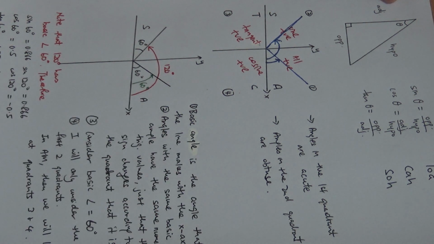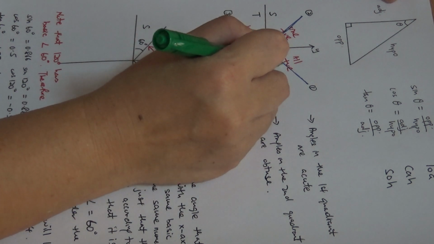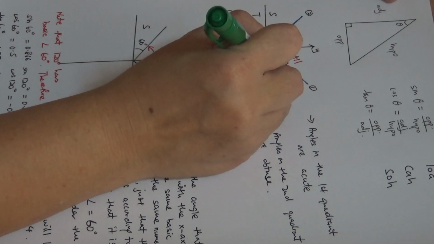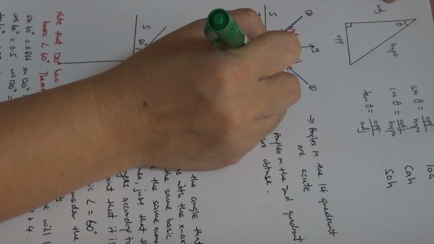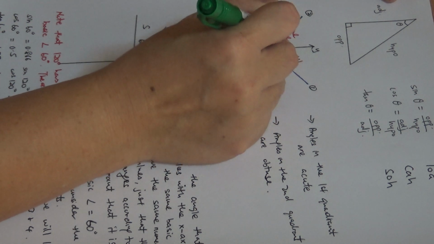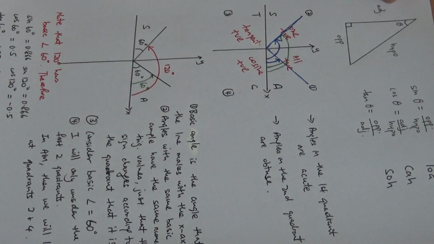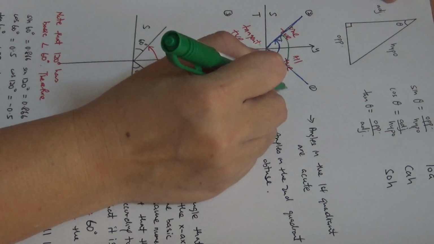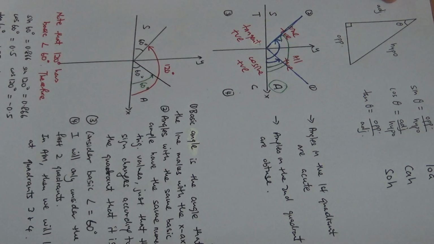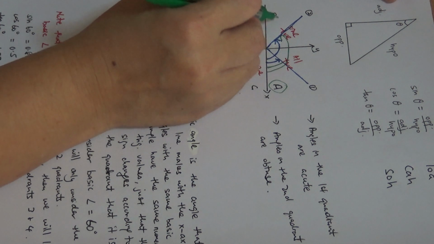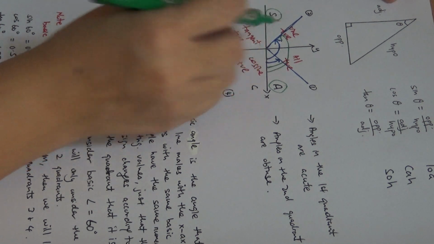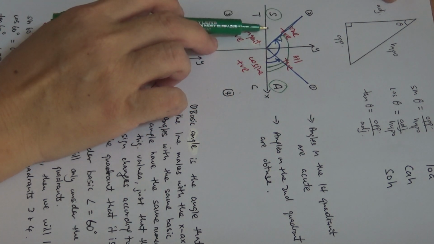Let me use another color to illustrate to you again. All of you take note now. This is an acute angle over here, but if I measure from here all the way to here, it means it's an obtuse angle. That means an acute angle has sine, cosine, tangent all positive, but an obtuse angle only has sine positive. The rest are all negative.